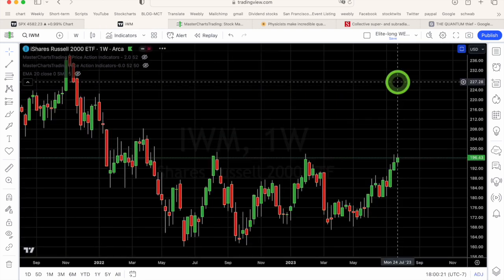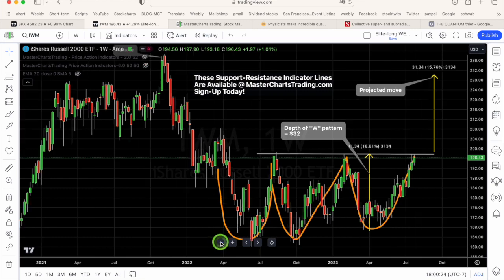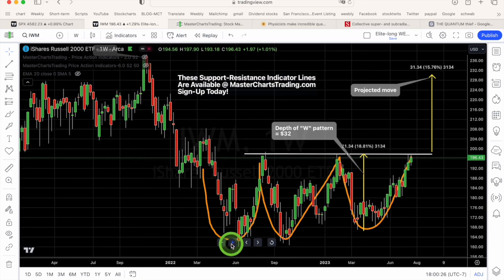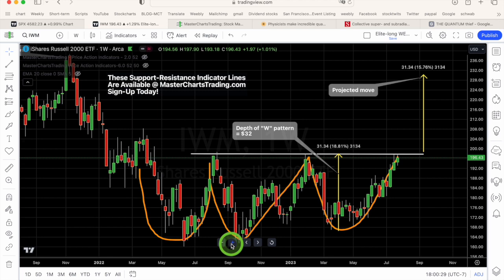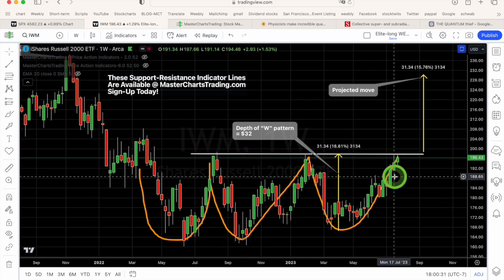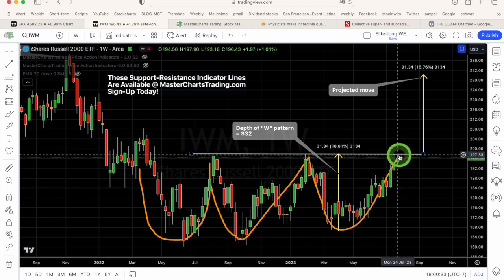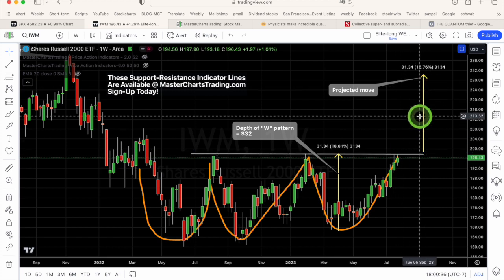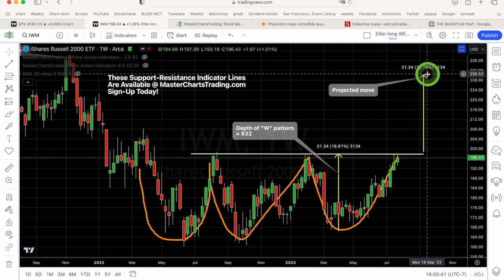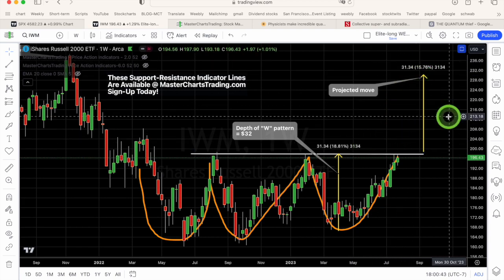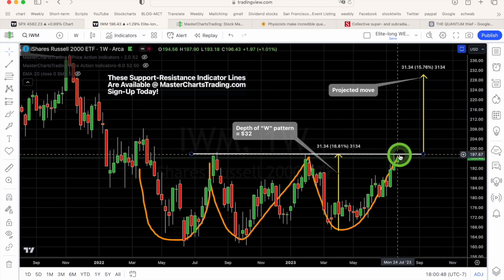So small caps definitely have underperformed. That doesn't mean that they cannot outperform going forward. And like I said, right this instant, we're looking at a potential inverted head and shoulders or a W pattern with a pretty significant depth. And again, if we break out above the previous highs, so we're looking at a breakout above maybe 199 or so for IWM small caps.